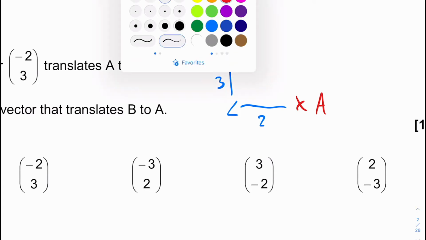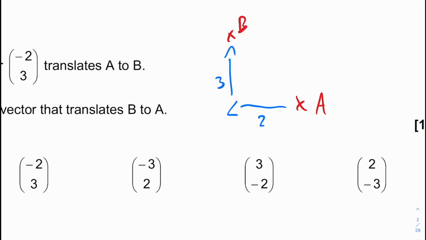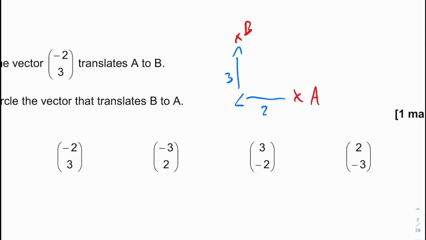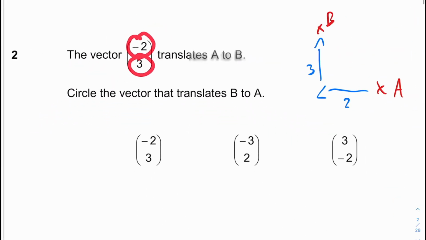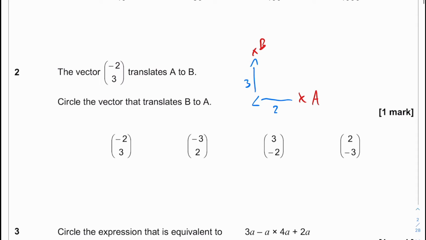So to get from B all the way to A, essentially what we're doing is the reverse of this. We go down 3 and then we go to the right 2, so this is the vector (2, -3). All we've done basically is reverse the signs for -2 and 3 to get 2 and -3, and we can see that this is the fourth answer, so the answer is (2, -3).